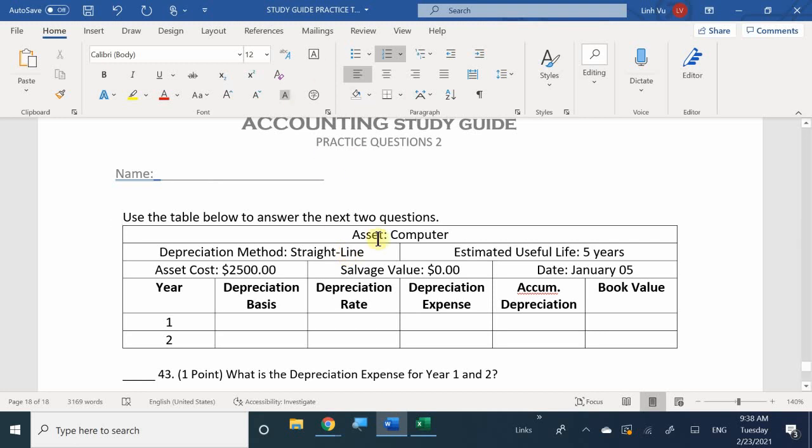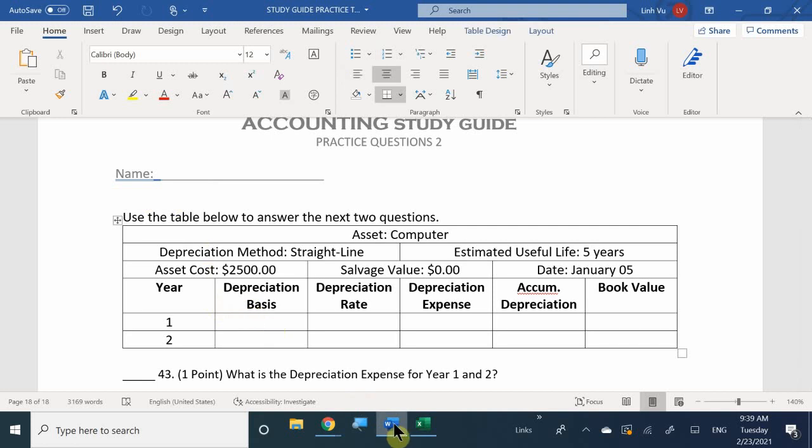Okay, so here again, we have an asset. It's a computer. The depreciation method is straight line, so I'll let you know what it is. The estimated useful life is 5 years, and it cost me $2,500. Salvage value is 0. The date that you placed it into service was January 5th. So let's go ahead and depreciate this.